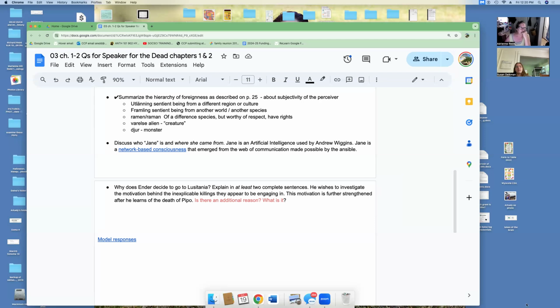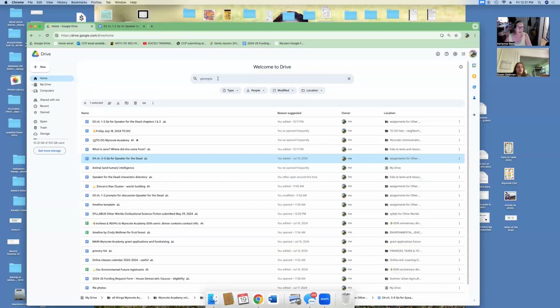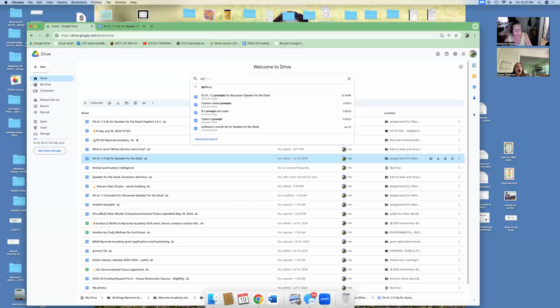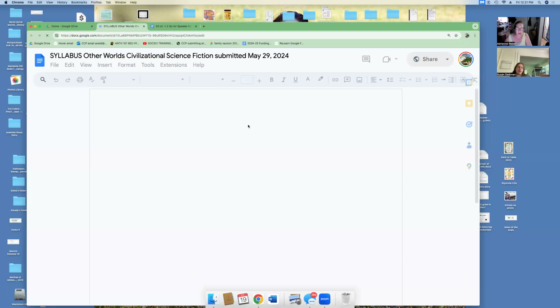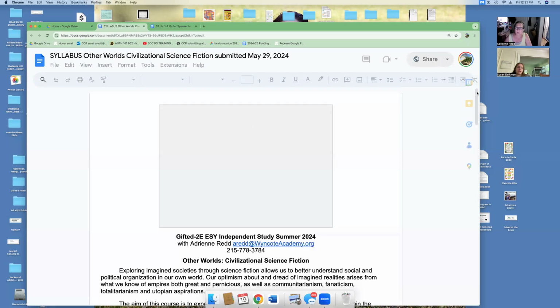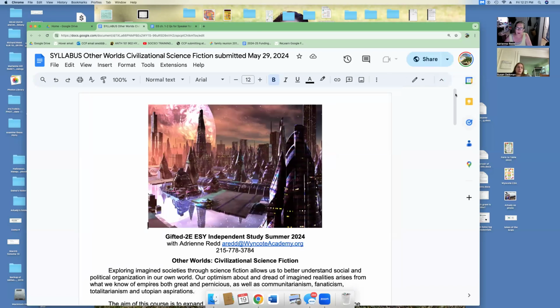So the additional reason is, and let me see if I can competently find it in the text. The additional reason is that he's looking for a home for the Hive Queen, and a planet for the Hive Queen to resettle on. Right. And this is part of the conversation that Jane and Ender have.